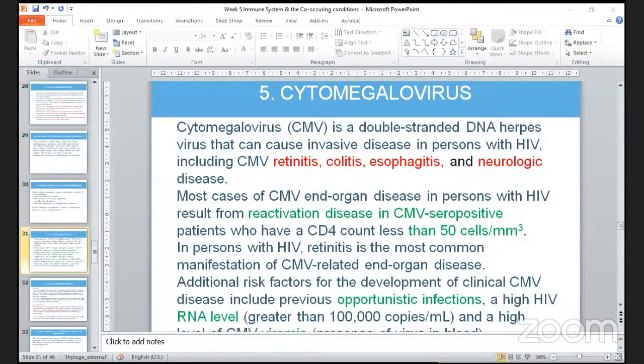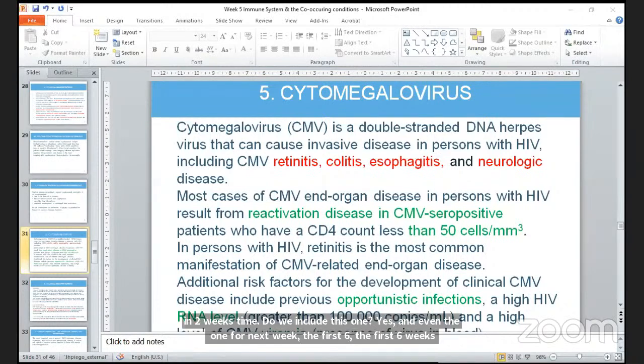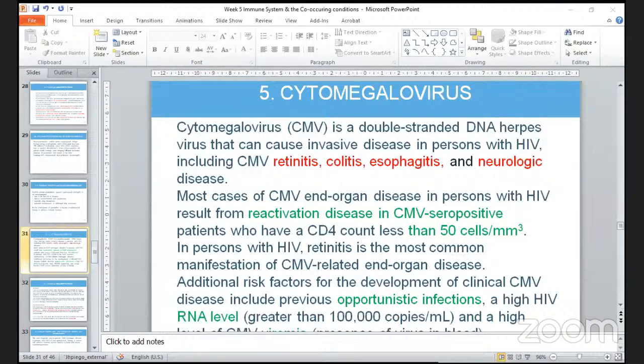For the cut in 2 weeks' time, do we include this one? Yes, and even the one for next week, the first 6 weeks. Do ARVs stop menstruation? No, they do not.